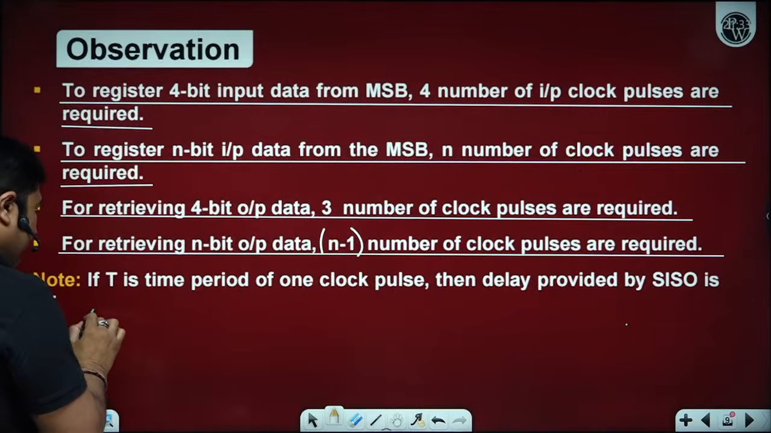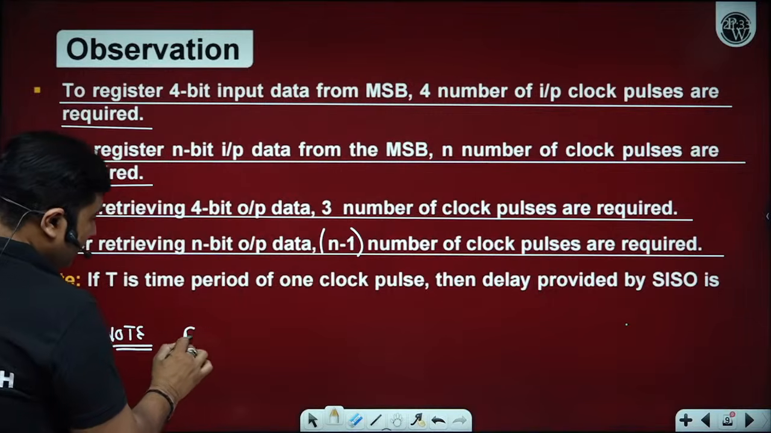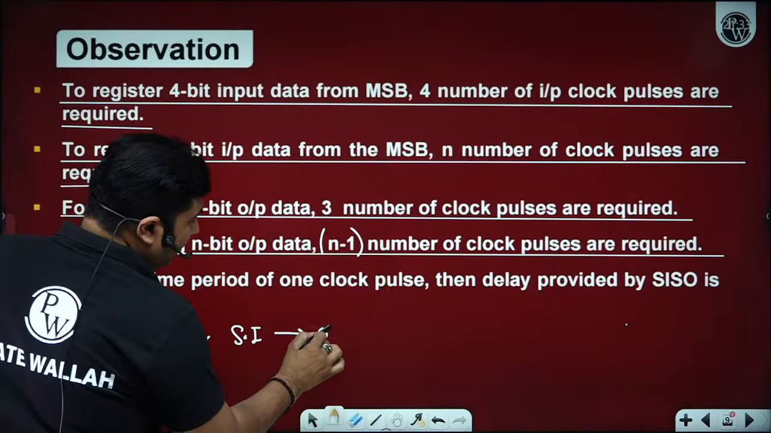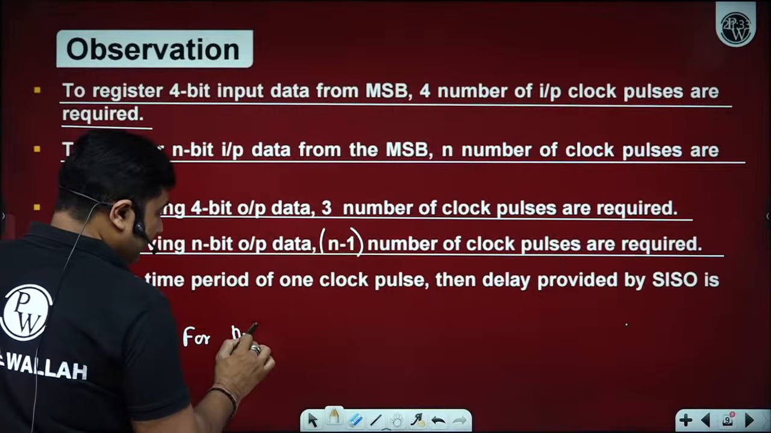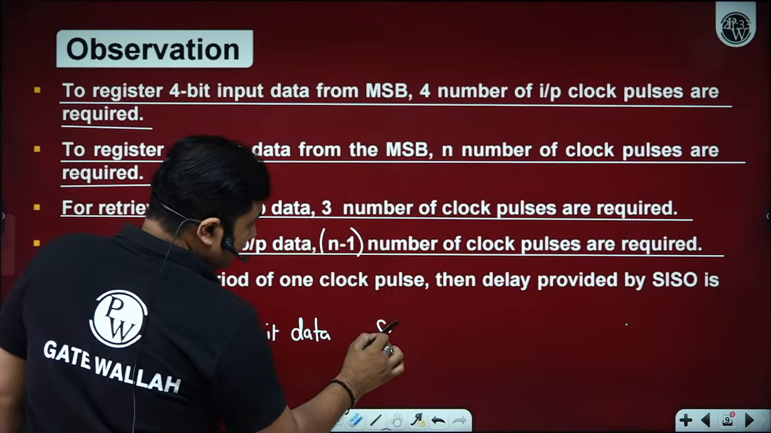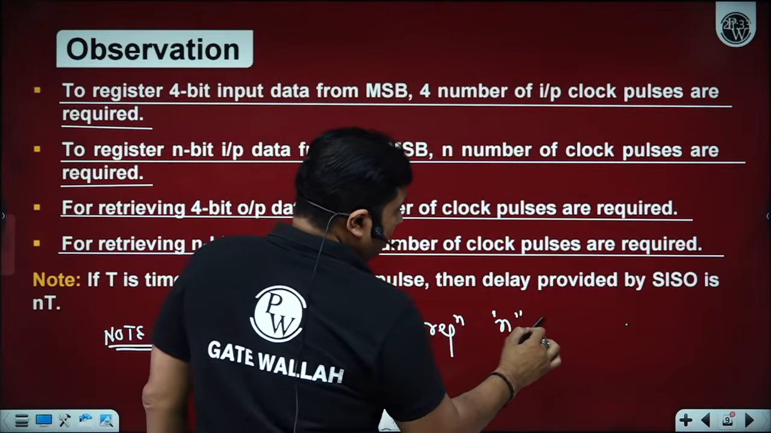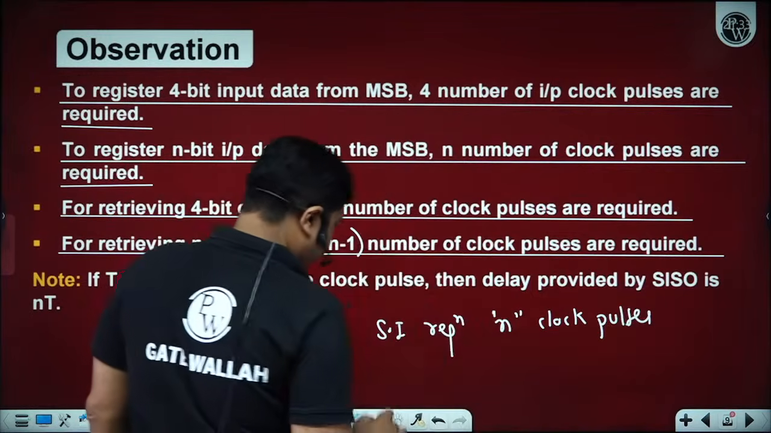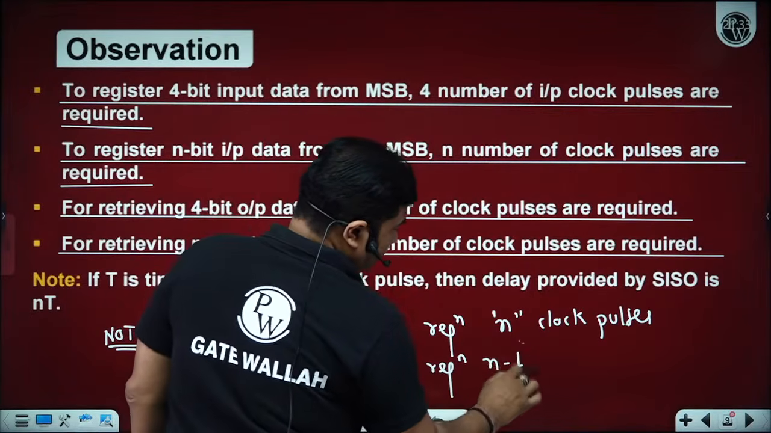You can say, sir, one note point for serial in: how many clock pulses are required for n-bit data? Serial in requires n clock pulses and serial out requires n minus 1 clock pulses.